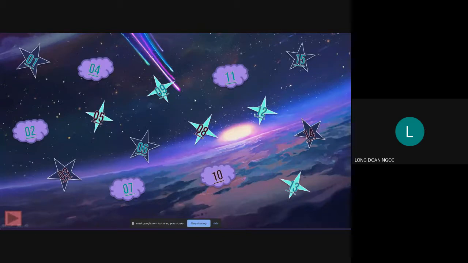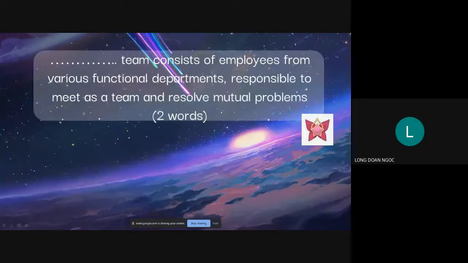Okay, can I ask team number three to choose a number? Come on, you can be lucky enough to get the special present in these 15 numbers. Number five. Number five, okay. So that is a question. This word contains two words. Which team consists of employees from various functional departments responsible to meet other teams and solve multiple mutual problems?